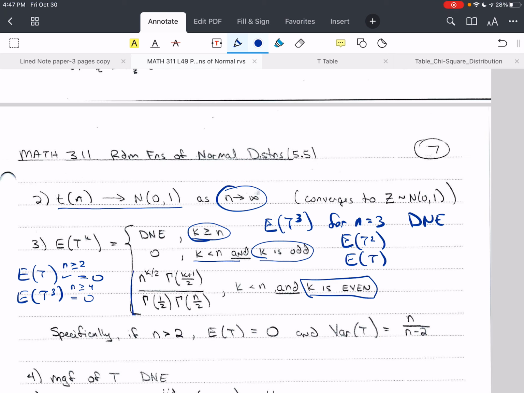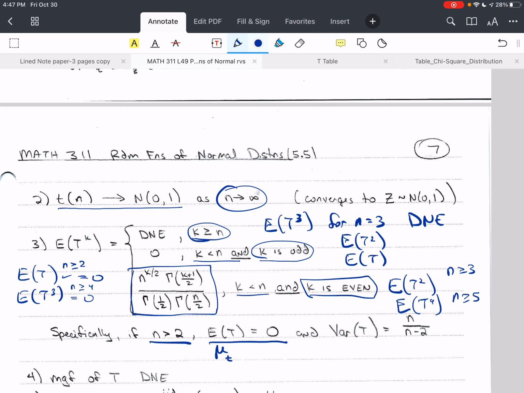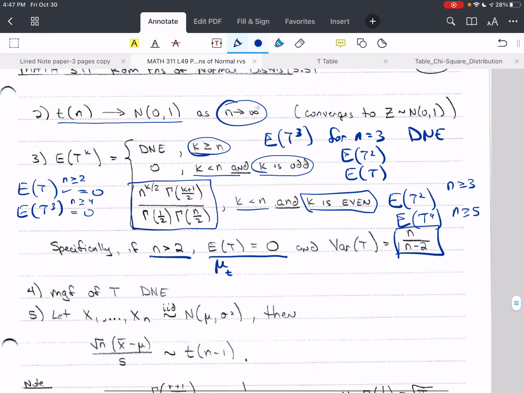And the even moments have this lovely expression. Again, k has to be less than n. So for E[T^2], n has to be greater than or equal to 3. And for E[T^4], n has to be greater than or equal to 5. Specifically, for n greater than 2, E[T], the mean, mu of T, is equal to 0. And the variance of T is n over n minus 2. Okay? Handy to know.